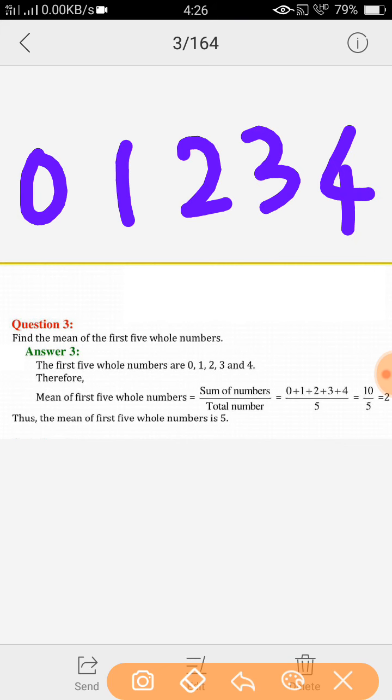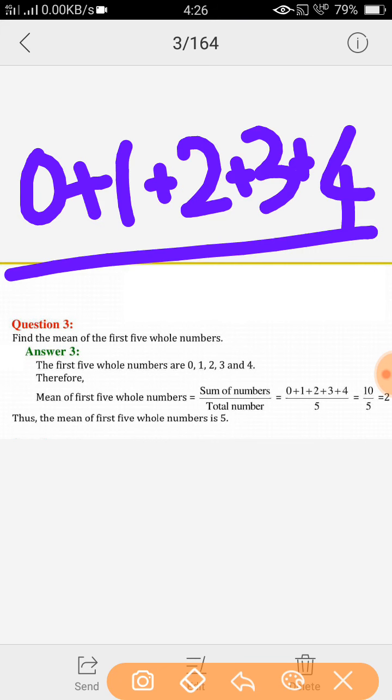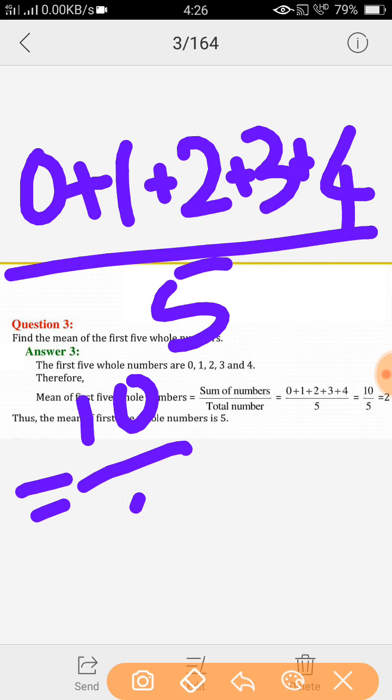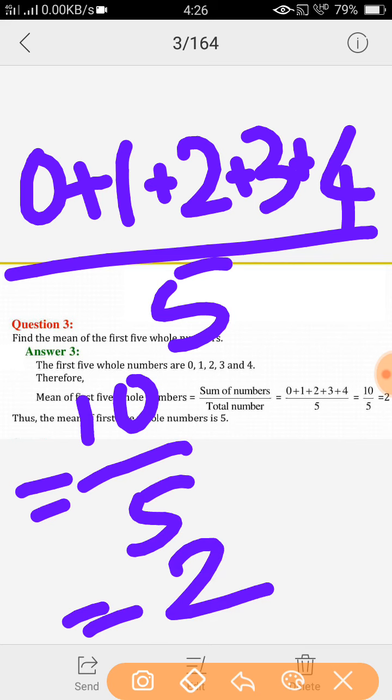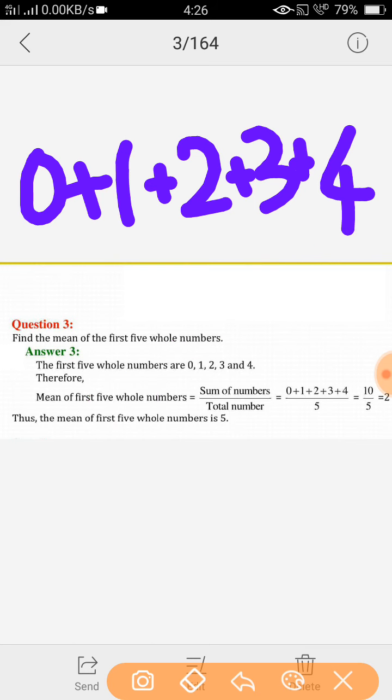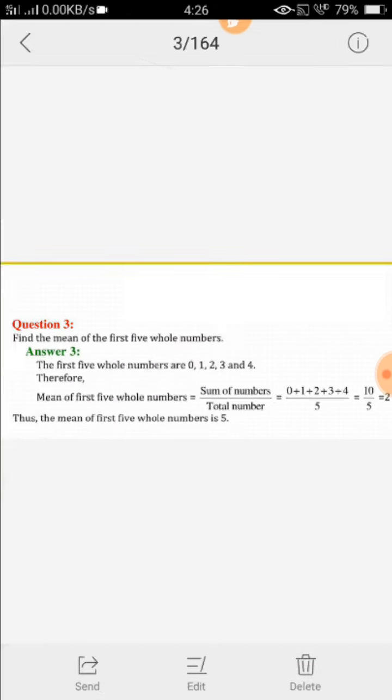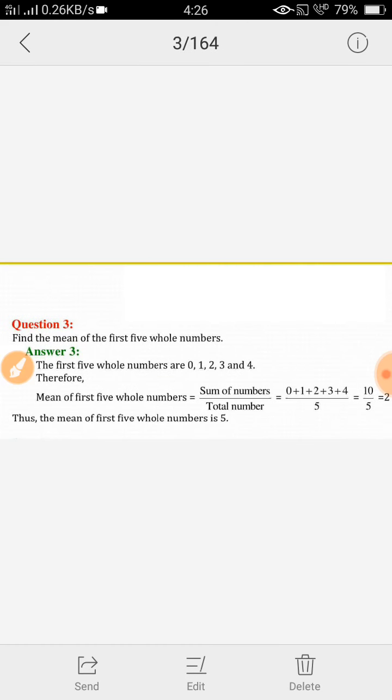To find the mean, we have to add all, divided by how many numbers? 5 numbers. So the sum of the numbers divided by the total number. 1 plus 2, 3, 3 plus 3, 6, 6 plus 4, 10. 10 divided by 5, we get 2 as the mean. Here the first 5 whole numbers are 0, 1, 2, 3, 4. Therefore, the mean of the first 5 whole numbers is the sum of the numbers divided by the total.